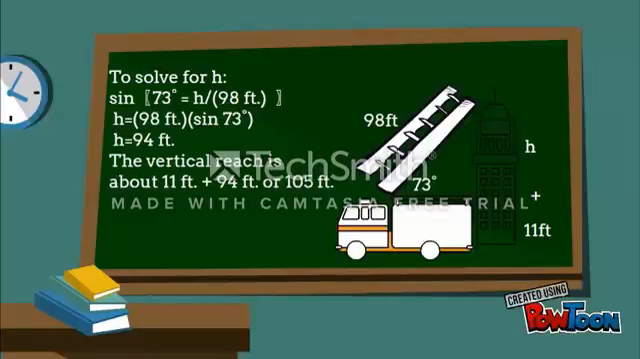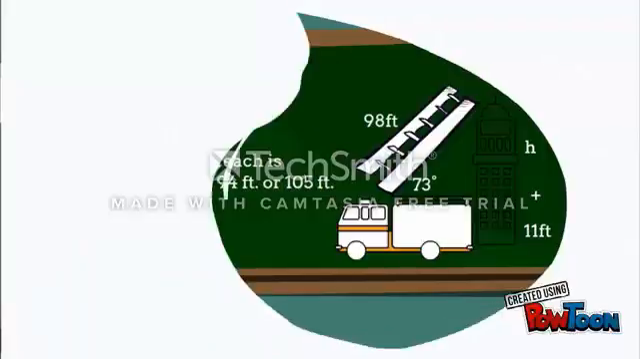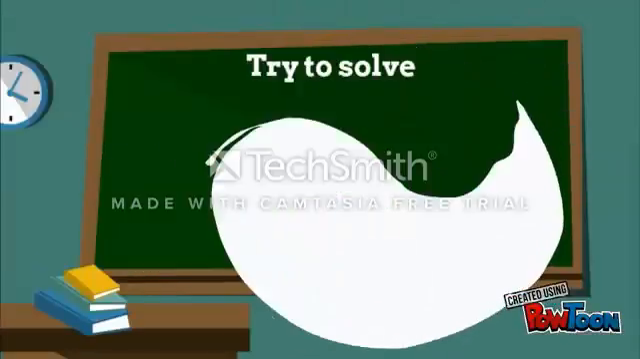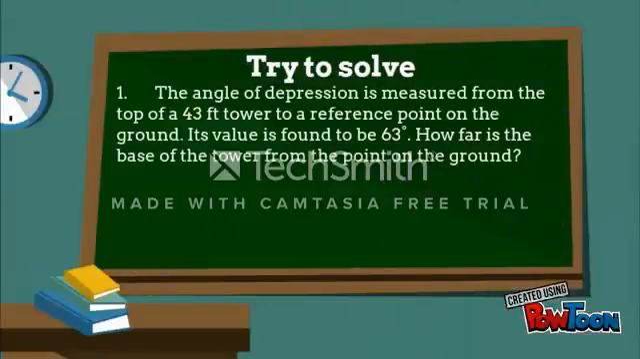Now, it's your turn to solve. Try this one. The angle of depression is measured from the top of a 43 feet tower to a reference point on the ground. Its value is found to be 63 degrees. How far is the base of the tower from the point on the ground?